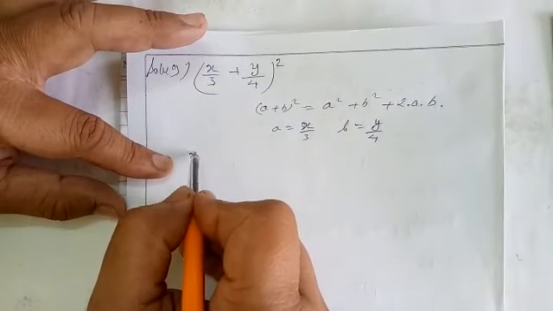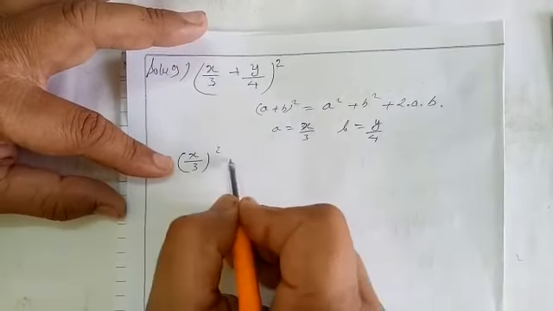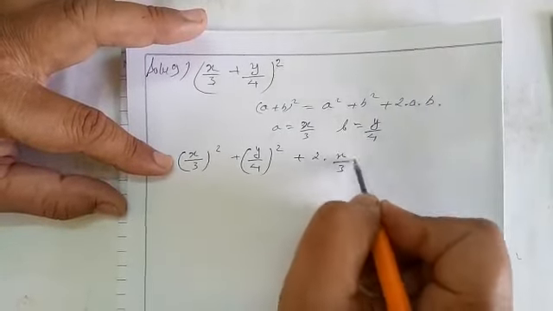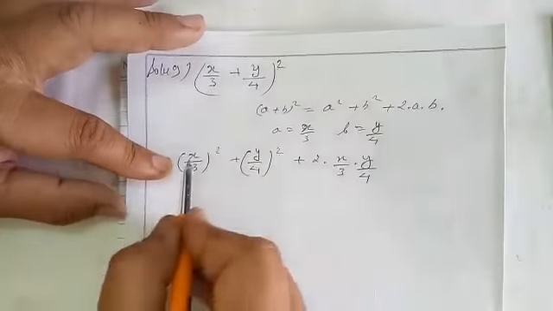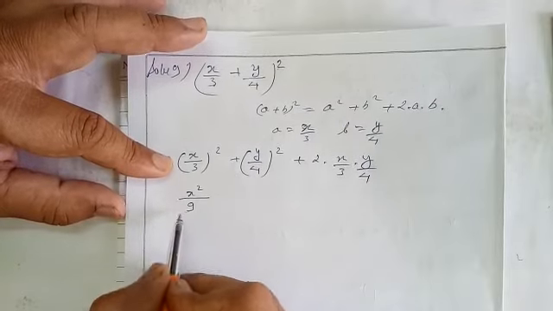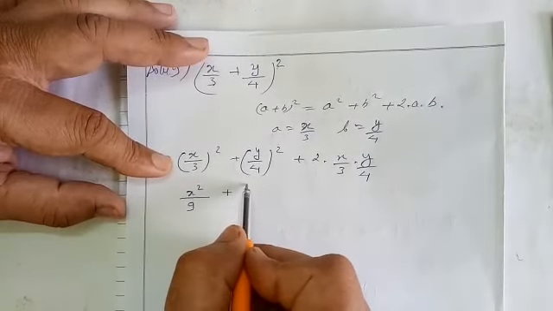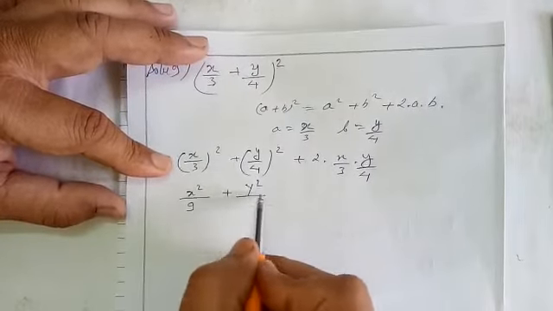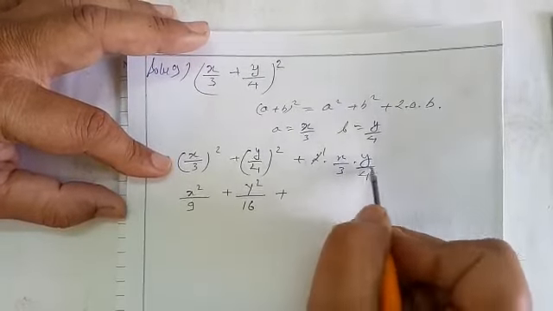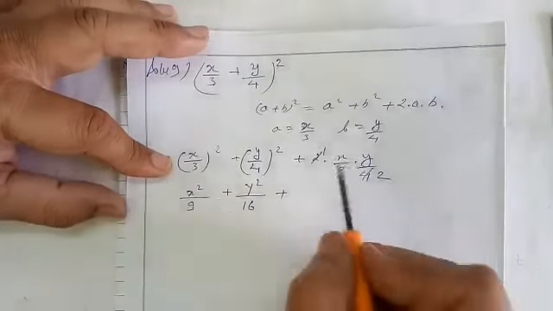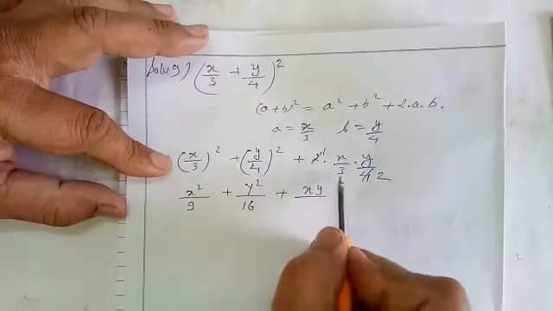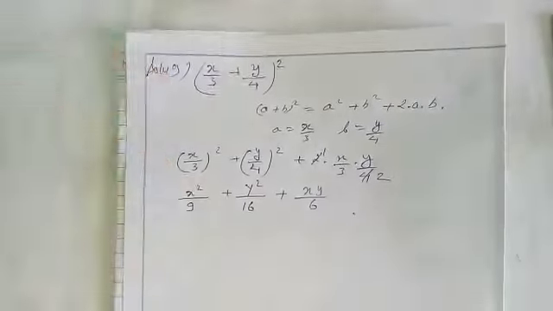Now the value of a, x upon 3 whole square plus y upon 4 whole square plus 2 into a into b. The value of x square is x square, the square of 3 is 9, plus the value of y square will be y square, the value of 4 square will be 4 into 4, 16, plus, cancel it, 2 1s are 2, 2 2s are 4. Now you cannot cancel anything, multiply numerator and multiply denominator. X into y, xy upon 3 2s are 6.